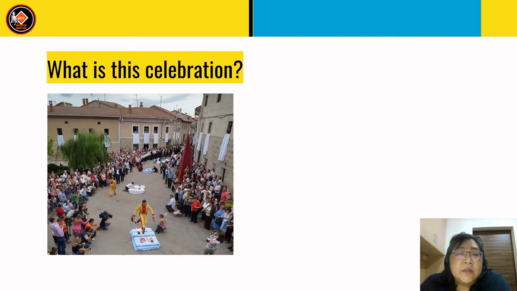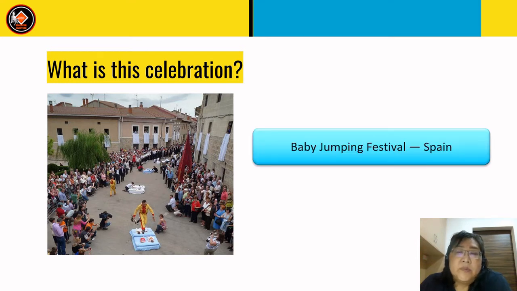And for picture 4, you can see that there are a lot of people, spectators on both sides of the road, and then in the middle you can see there are mattresses. Okay, what are the men doing? So if you look closely, you can see there are babies on the mattresses. So this is Baby Jumping Festival in Spain.